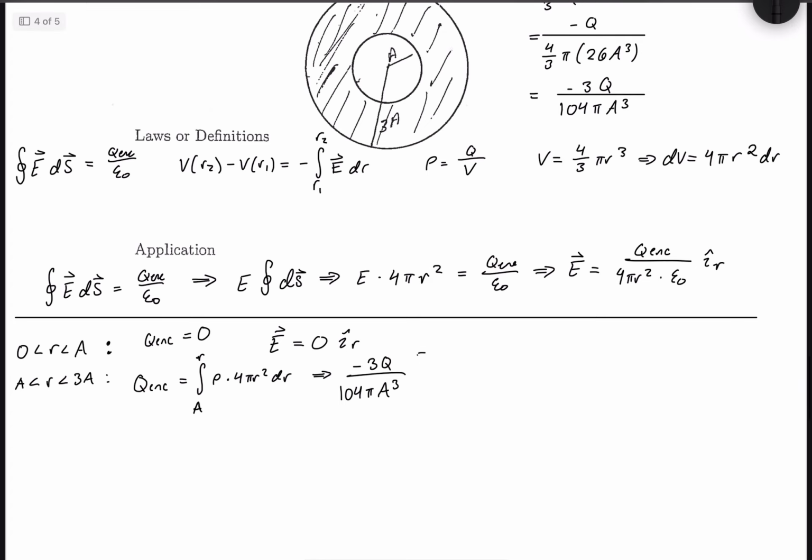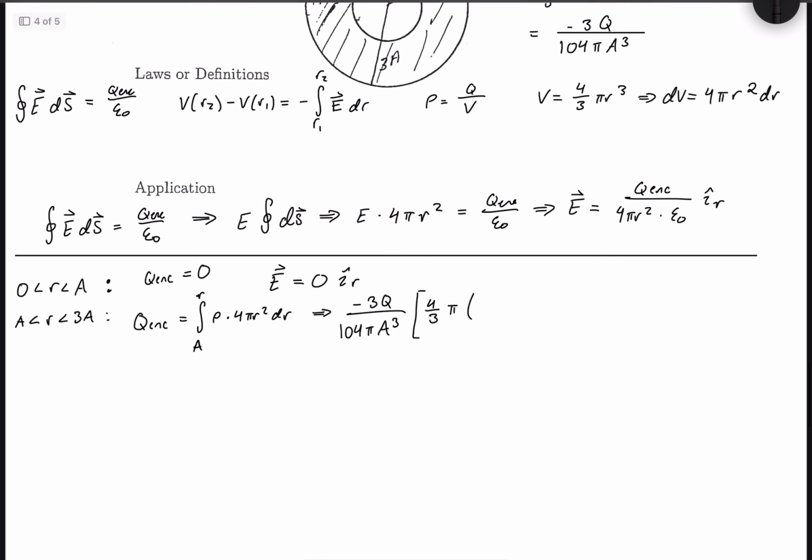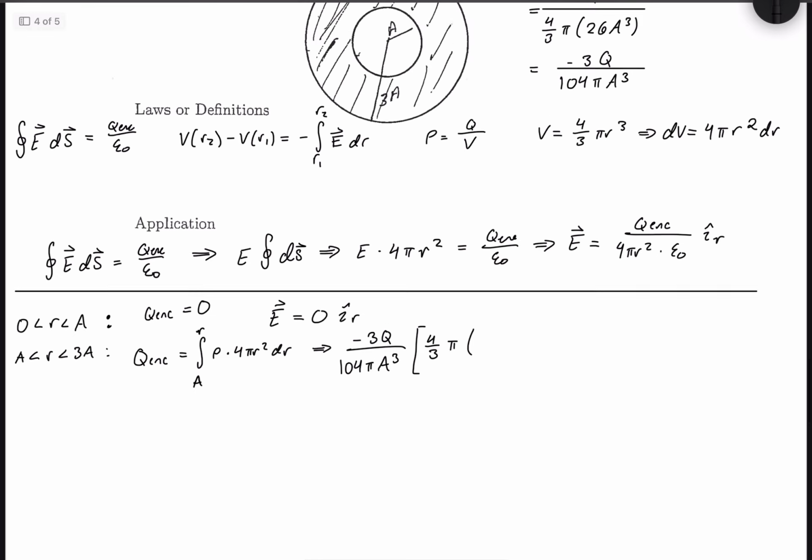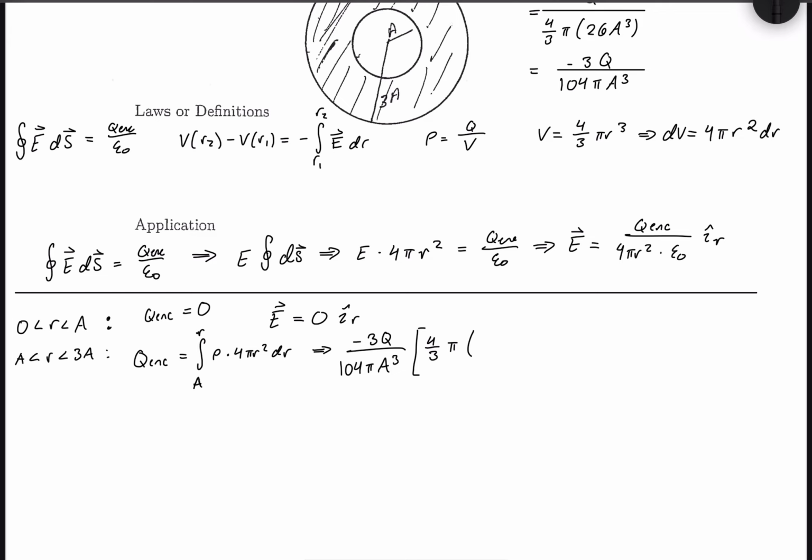And then, as we know, when we evaluate the integral that's left, which is 4 pi r squared, we'll end up having 4/3 pi times the radius cubed, where we're evaluating the radius from a to r. So we would have r cubed minus a cubed.